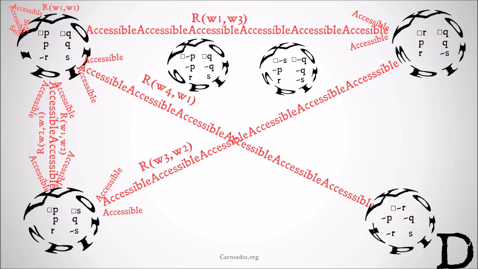Now, some worlds are accessible to themselves. Take a look at world 1. It's necessary that P and it's necessary that Q are necessary statements. That's all the necessary statements in world 1. And both P and Q are true in world 1. So world 1 bears the accessibility relation to itself. World 3 also bears the accessibility relation to itself. It's necessary that R and it's necessary that Q, and both Q and R are true in world 3. And the same is true of world 4. World 4 bears the accessibility relation to itself.